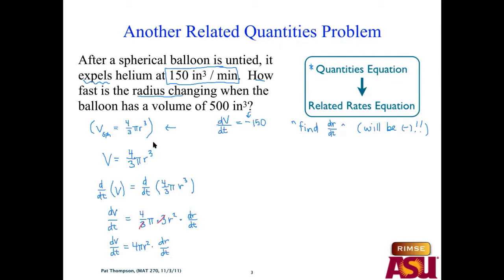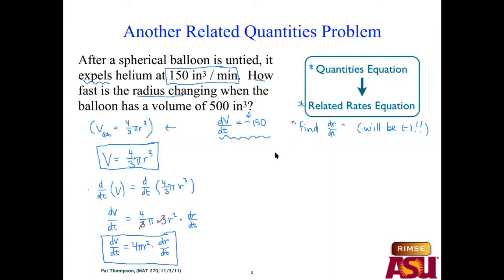So we started from, here's our quantities relationship. We took a derivative with respect to time, and a little cleanup gives us an equation that relates the rates of change, a related rates equation. So now we should be able to use this to help answer our question. After the spherical balloon's untied, it expels helium at 150 cubic inches per minute. This is dV/dt. This is a constant during this question.